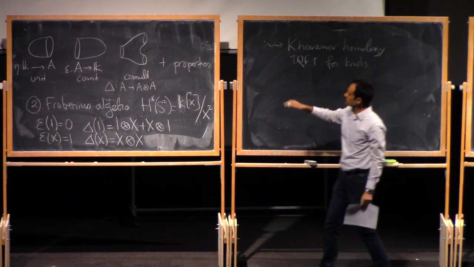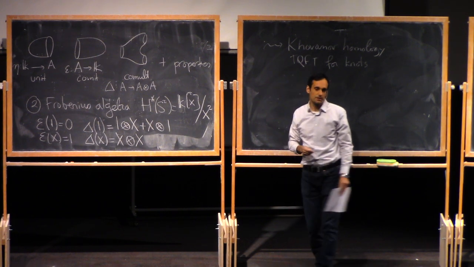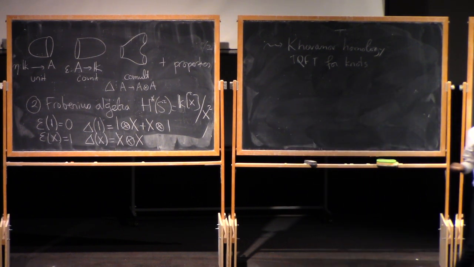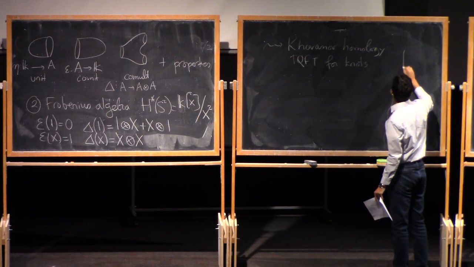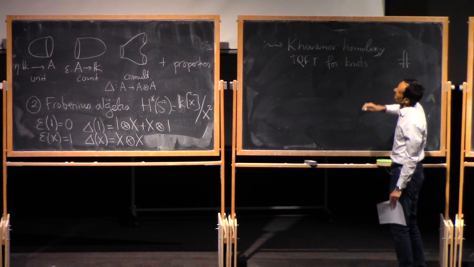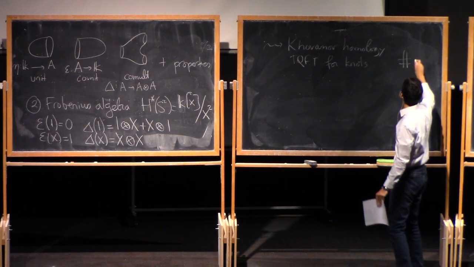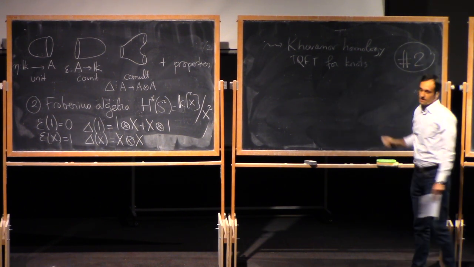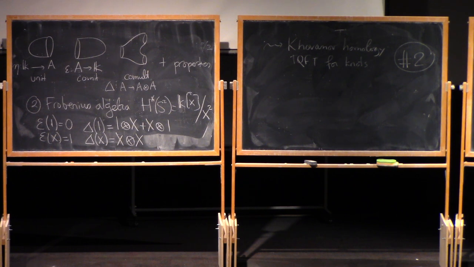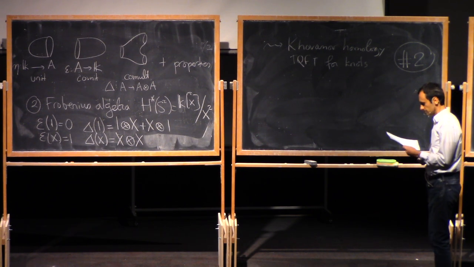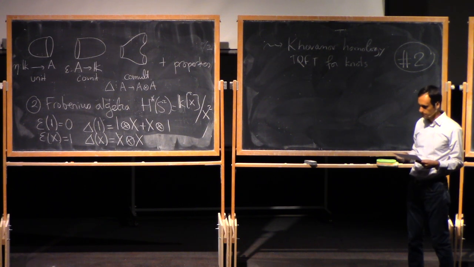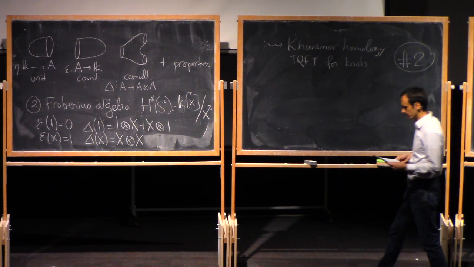So this gives a 1 plus 1 dimensional TQFT, but it also gives one for knots in a more complicated way. Jake explained how to do this. I'll start writing numbers on the board to make sure I cover all the lectures. So this is how lecture number 2 comes into play. Great. And yes, Khovanov-Lee homology is also from a slightly different Frobenius algebra.